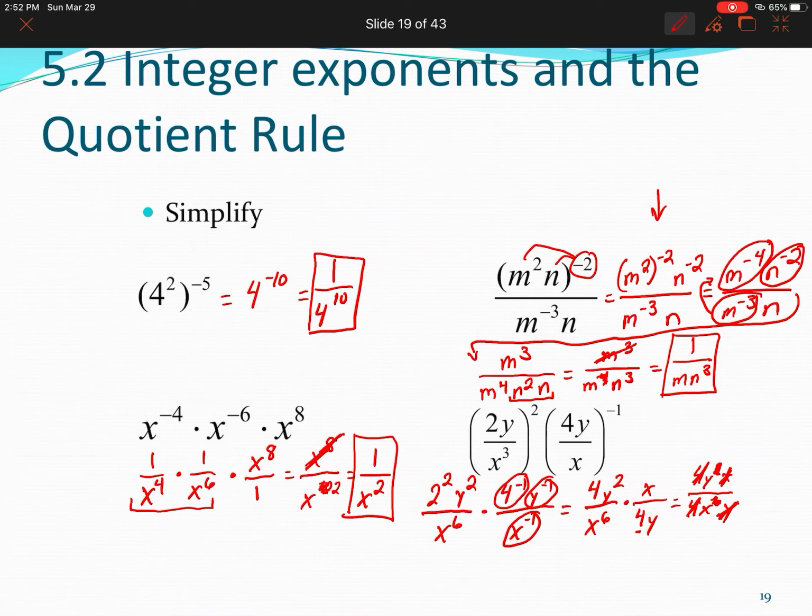And so then we need to cancel stuff out using the quotient rule. And so the quotient rule allows us to say, well, 4 divided by 4 is 1, it cancels. The 1y on the bottom cancels one of these y's that are on top. And the 1x that's on the top cancels one of the 6 and leaves us with 5 of those on the bottom.